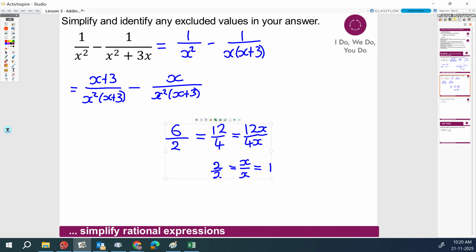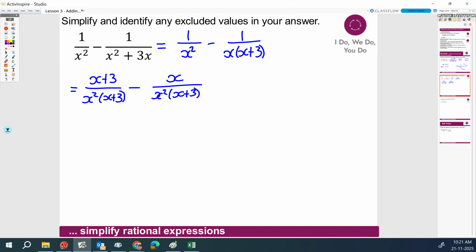You wrote x squared, and then in brackets x plus 3. Is it x squared, or is the numerator x? If we look at the denominators when we factor them, it's x bracket x plus 3. So all we need to do to make them the same is to multiply the second one top and bottom by x, the first one.